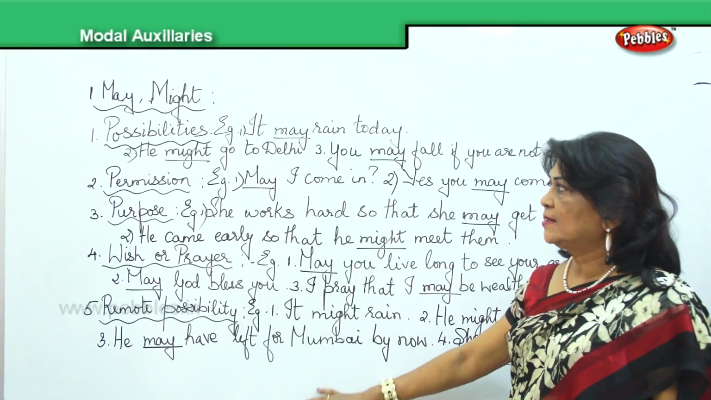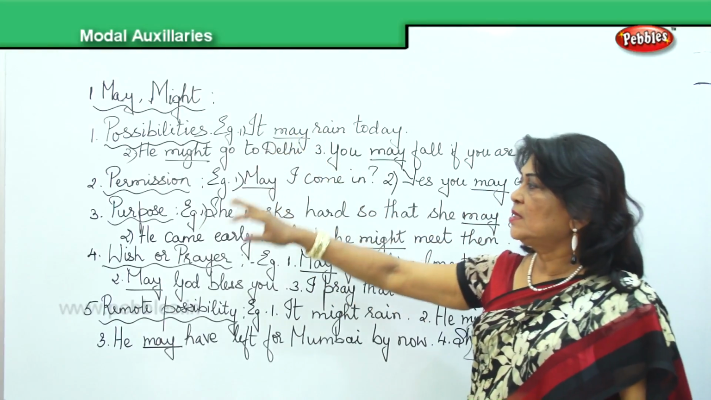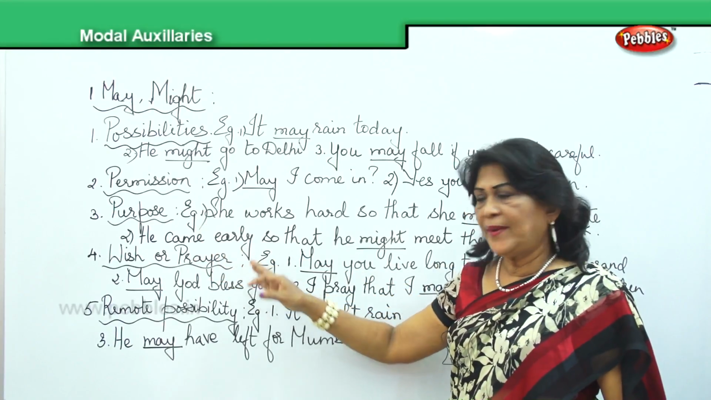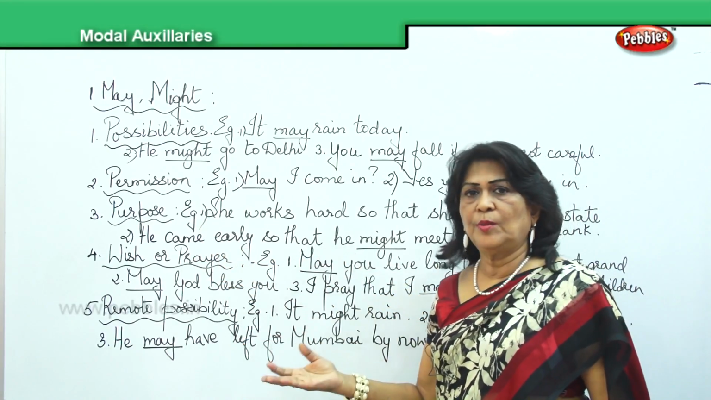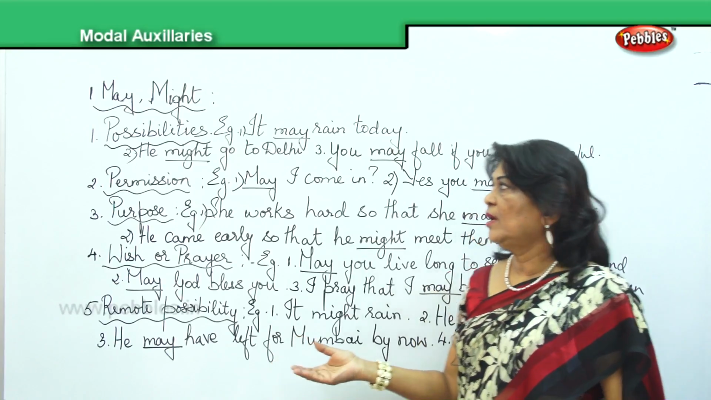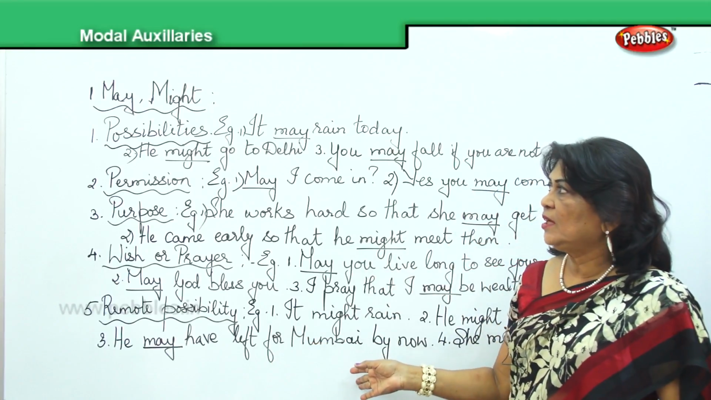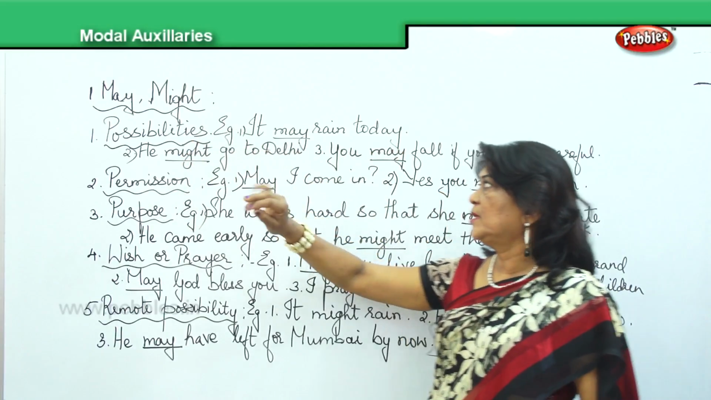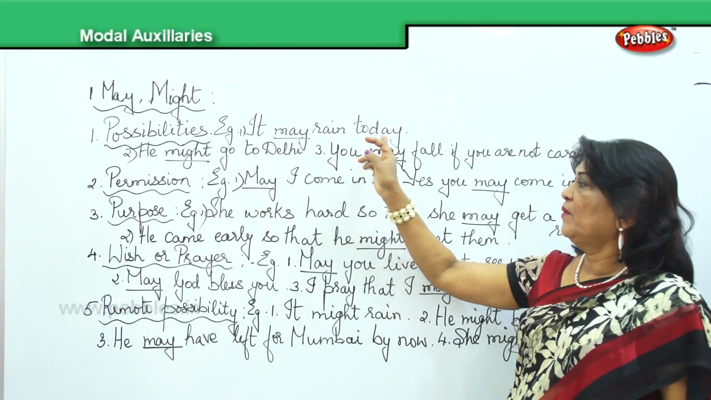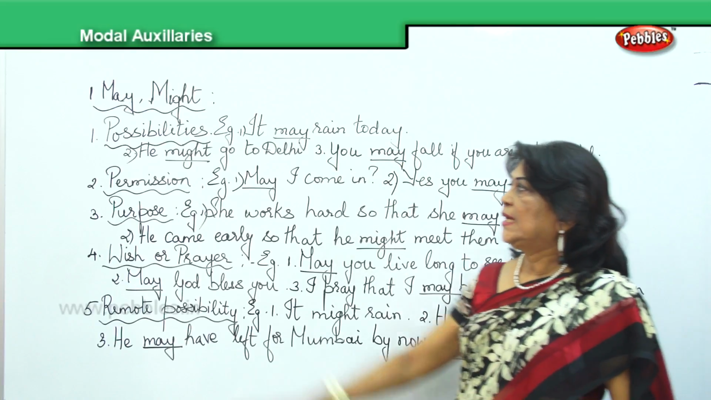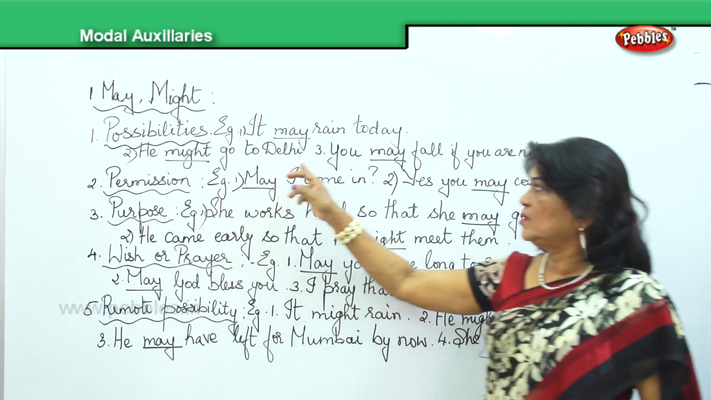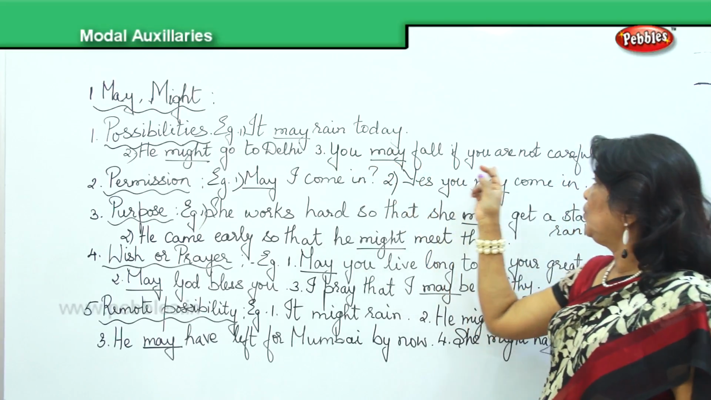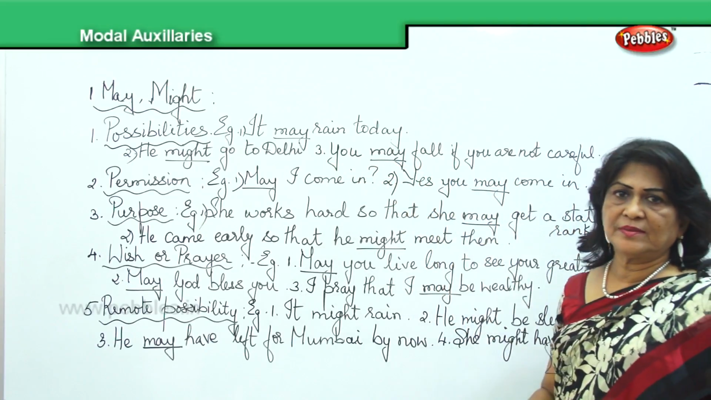We are just discussing possibilities, permissions, purpose, wish or prayer and remote possibility. Okay? Five headings we have seen and we are going to do everything in detail. Possibilities. It may rain today. He might go to Delhi. You may fall if you are not careful.